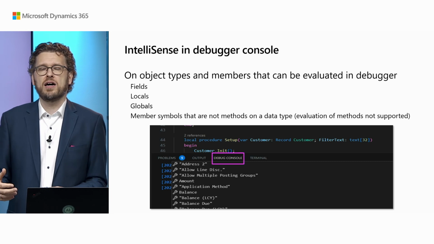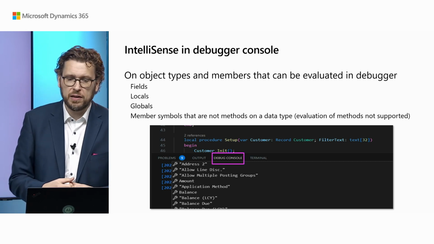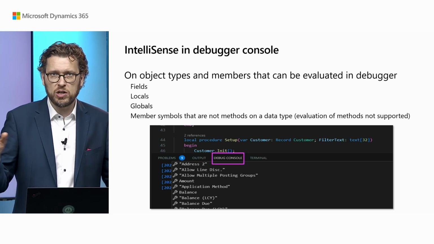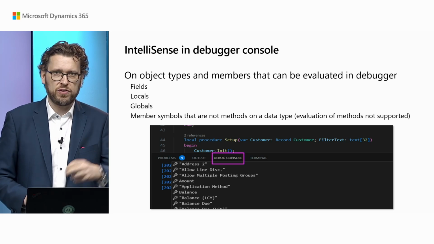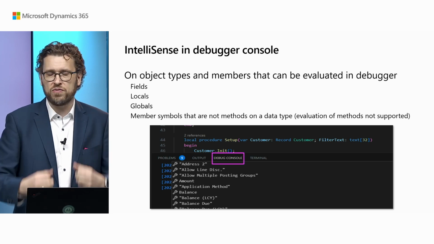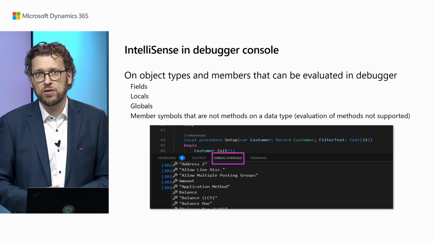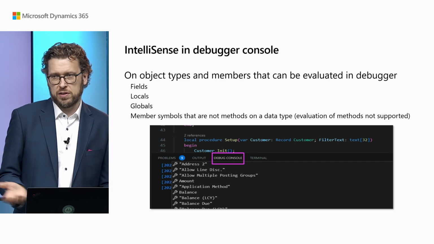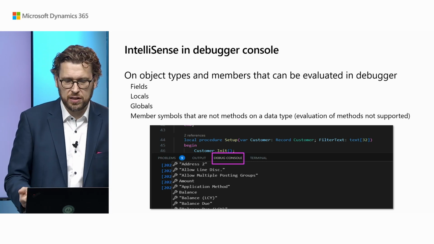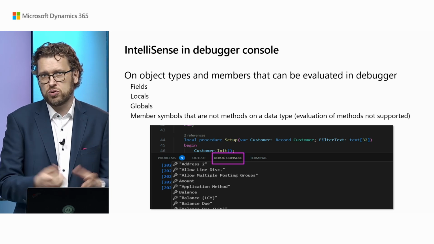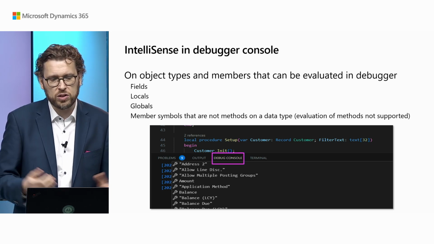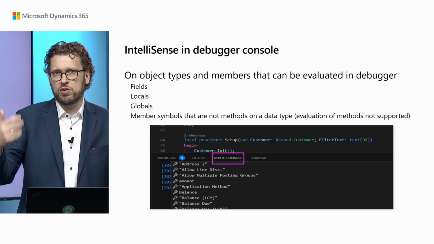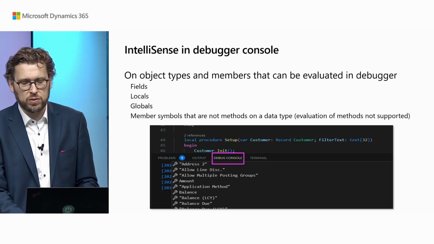Also, inside of the debugging experience in the debugger console, we now support IntelliSense. So if you want to evaluate something, we saw before that I typed FFF in the phone number. If I wanted to evaluate that, I could get IntelliSense on phone number in the console. It's great for discoverability of what is available during debugging, but also just productivity to not type it, right? And it works on fields and locals and globals and on member symbols. But we don't have any evaluation of methods supported for this.